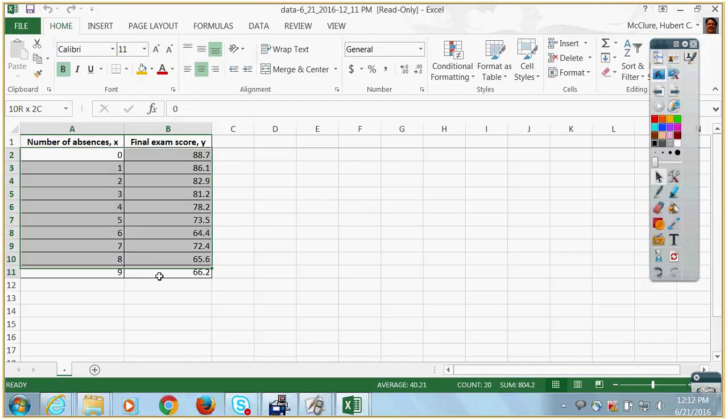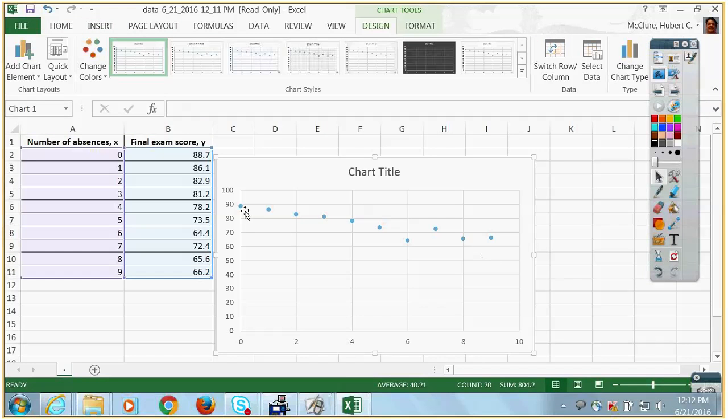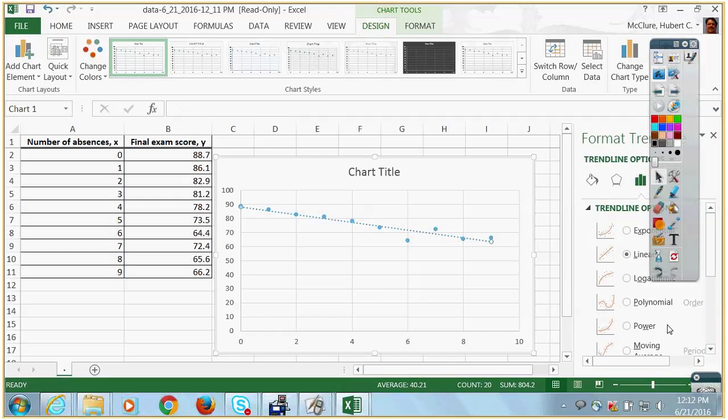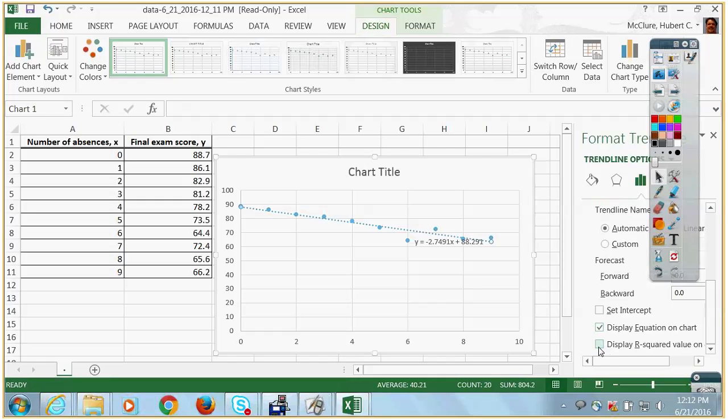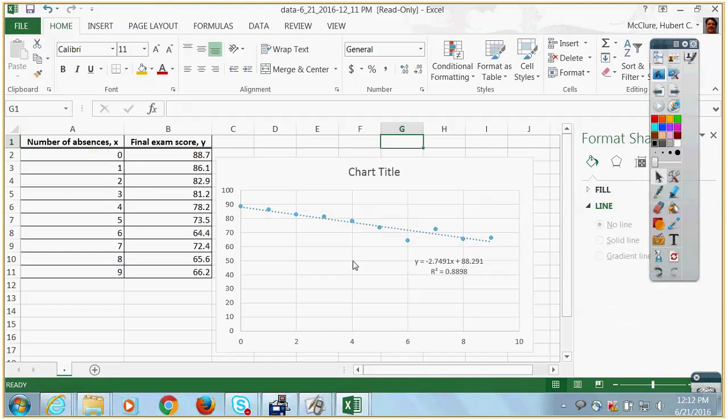I'm going to highlight these two and hit insert and scatter plot. You can click on it and add trend line. There's display equation, and there's that information if you need it. But they're going to ask you some more information. They're going to ask you, what is the line doing? Well, it's starting at the average score at 0 days missed, which is about 88.7.